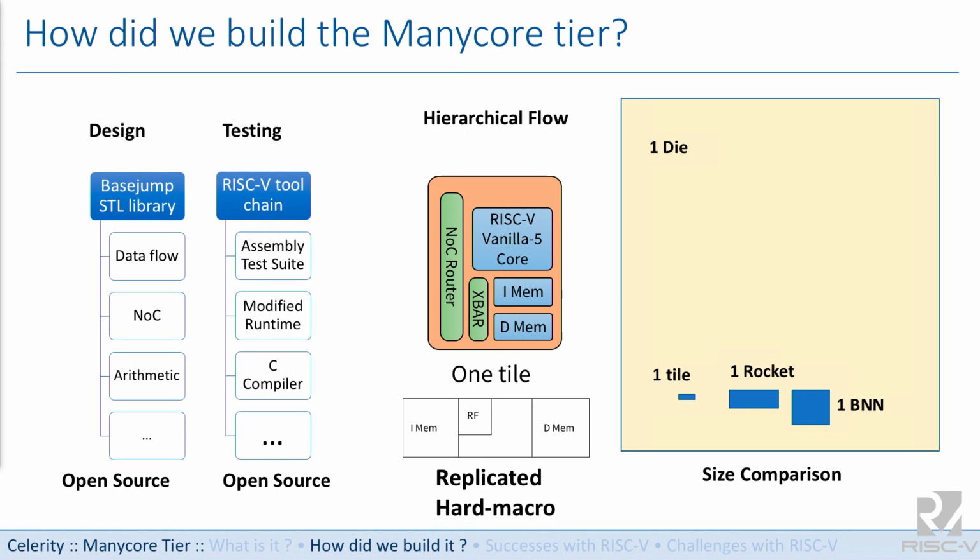Okay, so how did we build this Manycore tier? Well, one of the things we leverage very heavily, about 80% of the modules in the Manycore, are from this BaseJump STL library that contains all these components, and I'll show you what some of these are. We, of course, used all the open source testing infrastructure for the RISC-V ecosystem. And then in terms of the back end, we basically hardened each kind of core and then replicated across the die. So we have a hardened one tile for the Manycore, we've hardened one Rocket core, and we hardened one BNN implementation. And on the right there, I show the die outline and their relative sizes on that die.